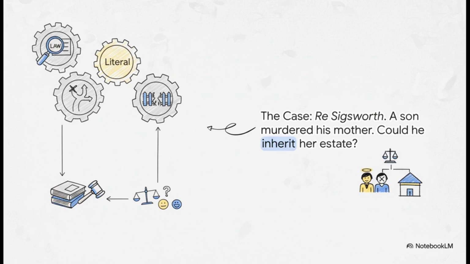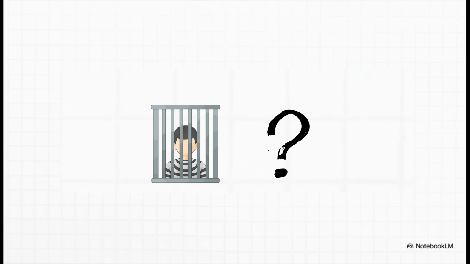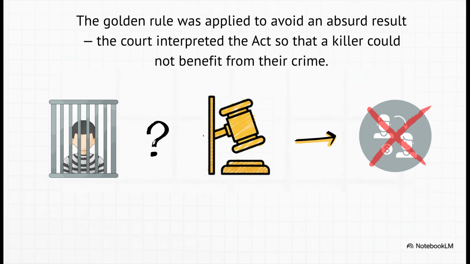So the court was faced with a truly shocking question. Should a murderer be allowed to inherit the estate of the person he killed? Now, if you read the law literally, the answer was, yes, he gets the money. But the court said, no way. They found that result to be just repugnant. So they used the golden rule.